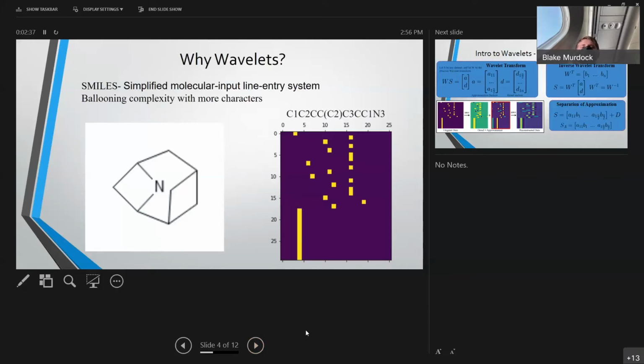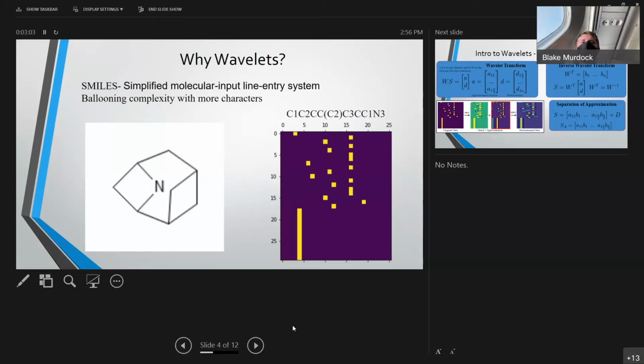So first off, just kind of an introduction to why we would use wavelets for this kind of problem. The problem that we're looking at here is a problem of generating a space, a latent space of all possible molecules from a set of molecules that we feed into this model.